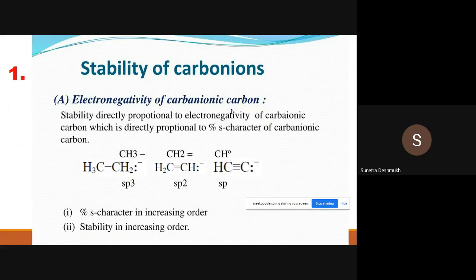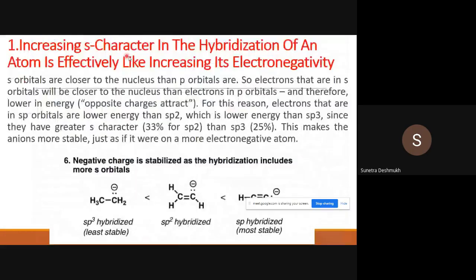It is very simple: increasing the s character in the hybridization of an atom effectively increases its electronegativity. So the percentage of s character is directly proportional to the stability of the carbanion. Here I have given the order of stability of the sp3, sp2, and sp hybridized carbanions. The sp hybridized carbanion is the most stable, then the sp2 hybridized carbanion, and the sp3 hybridized carbanion is the least stable of these three.